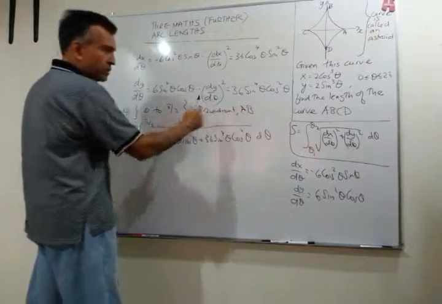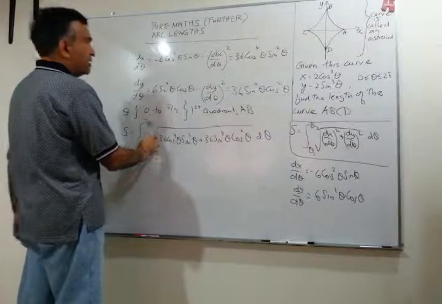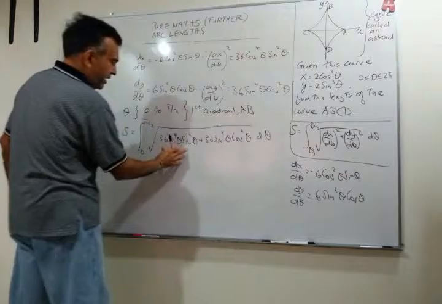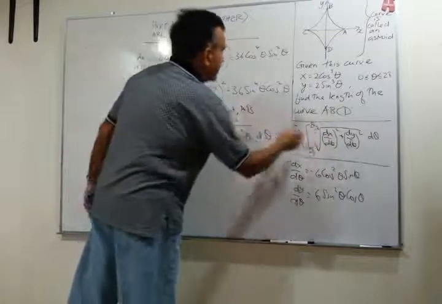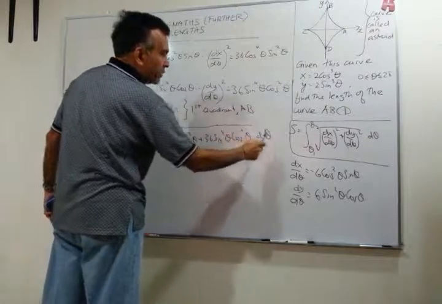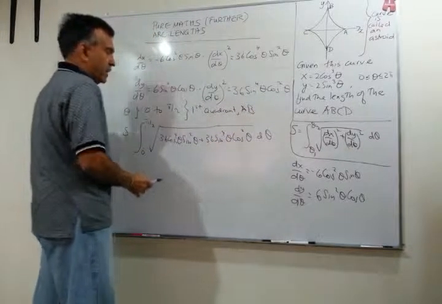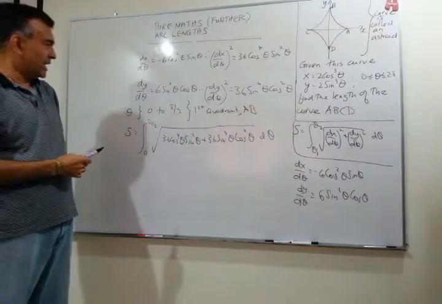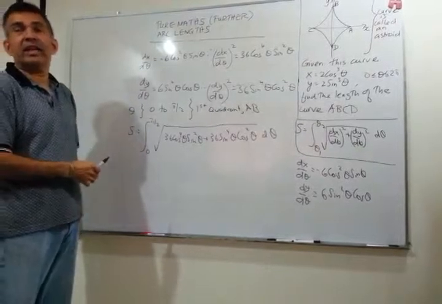And we have a square root, (dx/dθ) squared, just break this down here, and then we have (dy/dθ) squared. Just take this and bring it down here, and don't forget the d theta at the end. Now what we are left with is solving this integral.